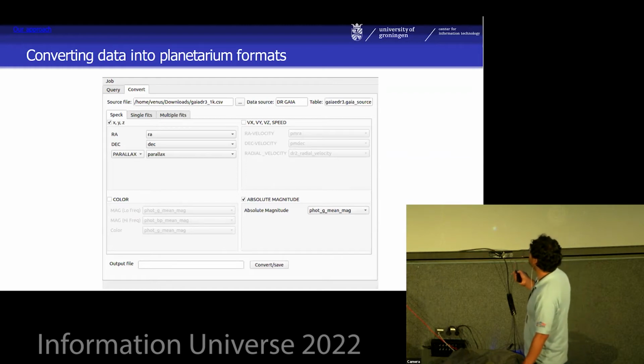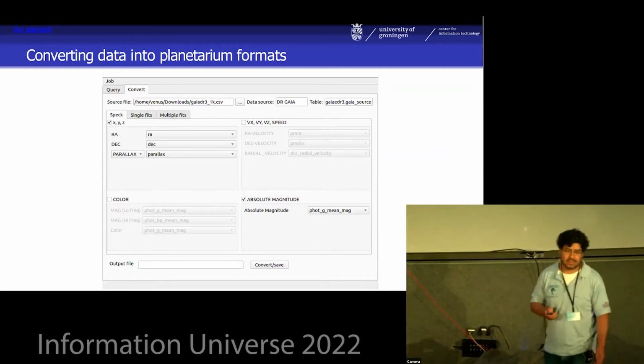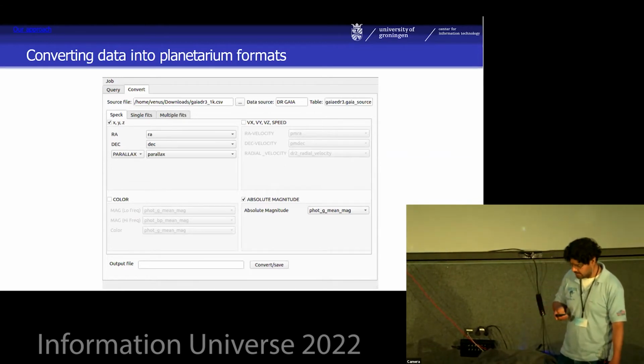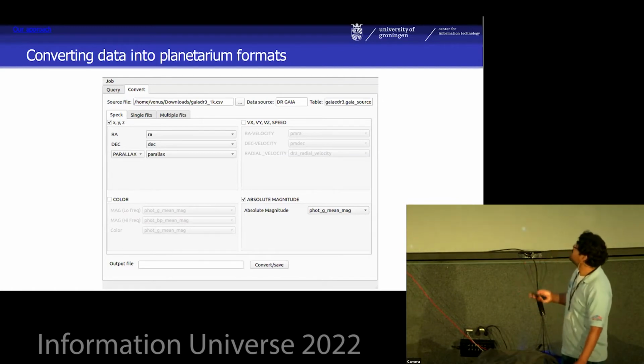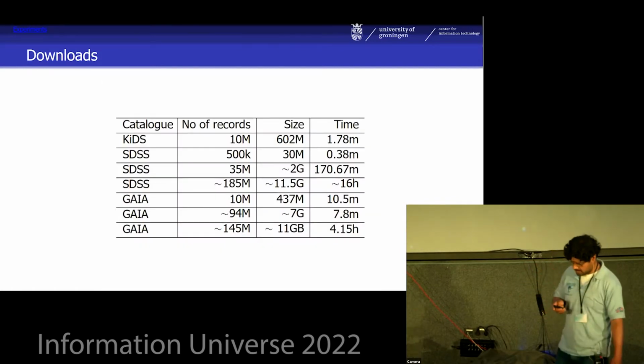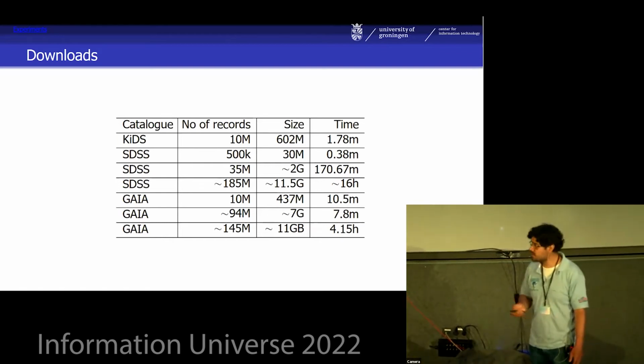Then we can just convert and save the transformation. Finally, you will get a spec file, and then it can be installed in Dome. Then, we have performed some experiments, and we have downloaded some data from different catalogs.